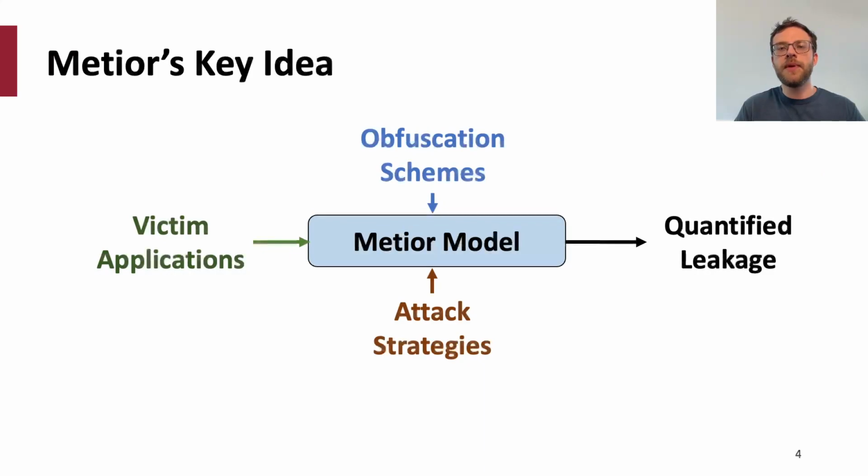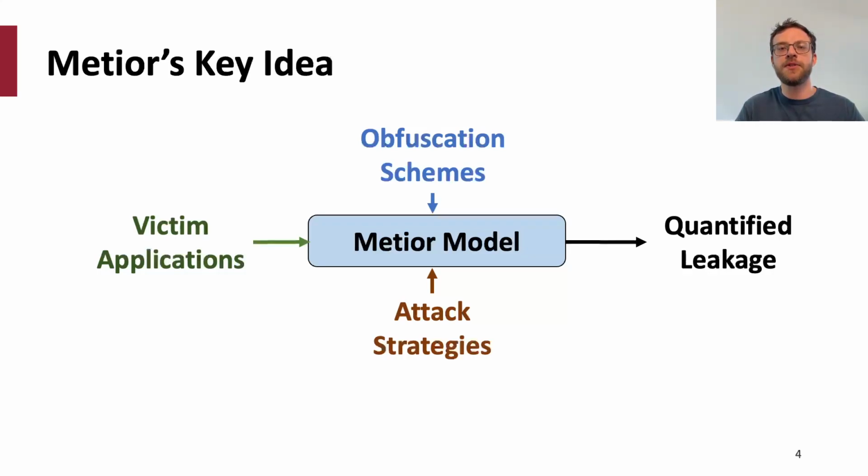To this end, we present Metior, a comprehensive model to quantitatively evaluate the effectiveness of obfuscating side-channel mitigations. Metior describes a flow of side-channel information using a random variable model, converting the detailed study of the interactions between the attacker and victim's access patterns into a mathematical exercise.